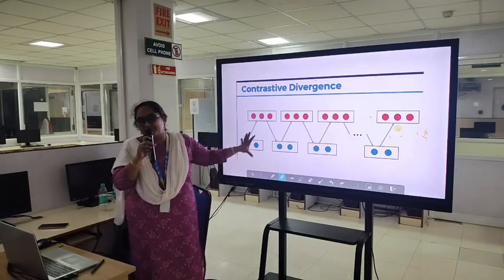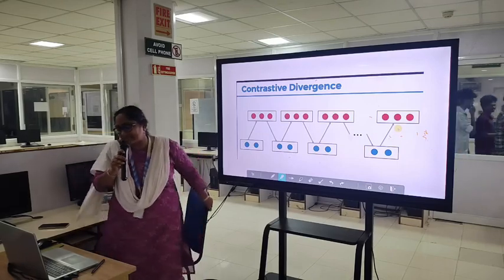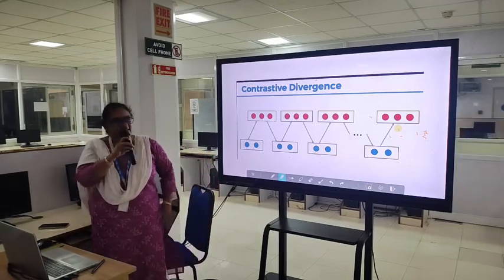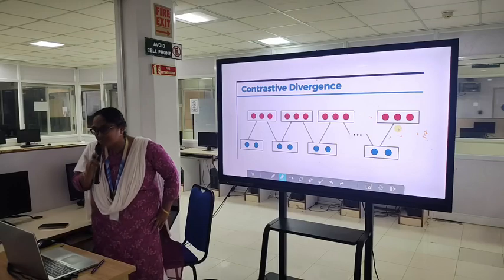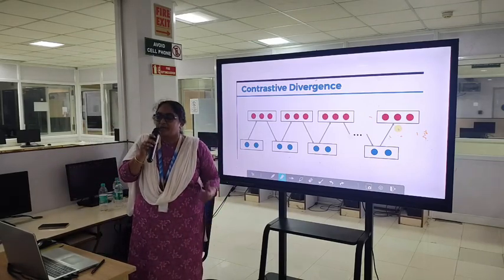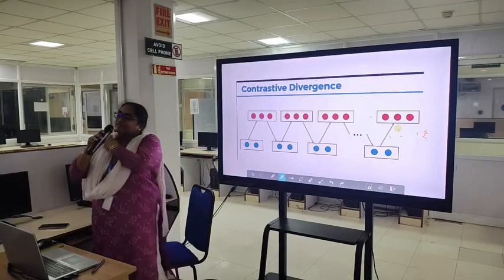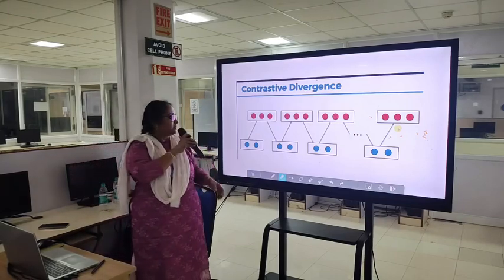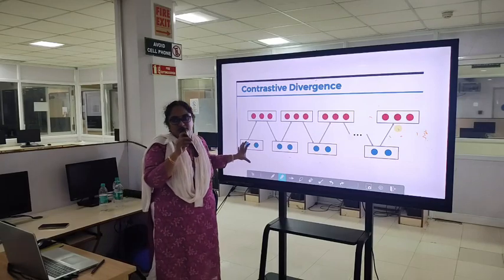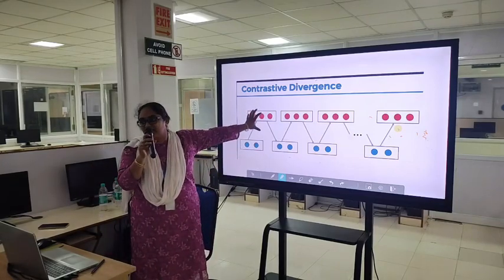Here, in Boltzmann machines, there is no backpropagation. The algorithm is called contrastive divergence. Okay, it is also similar to your backpropagation algorithm. The main concept is that you have to reduce the error, but the way it is done is in a different fashion. Okay, the blue nodes are nothing but your input nodes, and red ones are the hidden nodes.